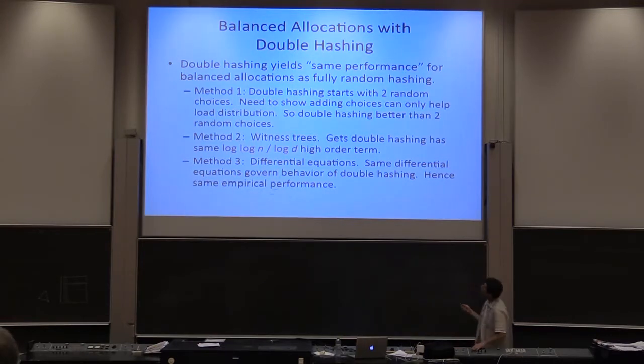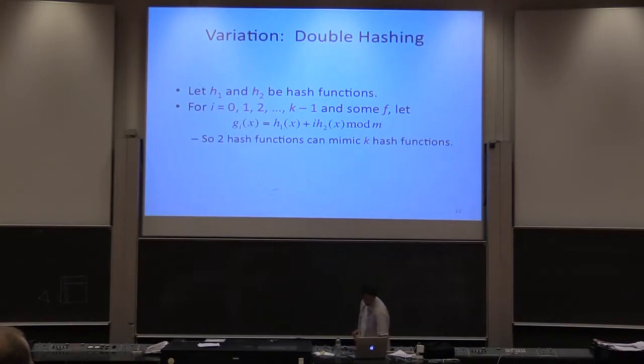There are different sorts of results that you could have. One way of thinking about it is double hashing. Let's recall our model or variation of double hashing: we start with 2 hash functions, and then we generate more possible hash values by taking linear combinations of them.